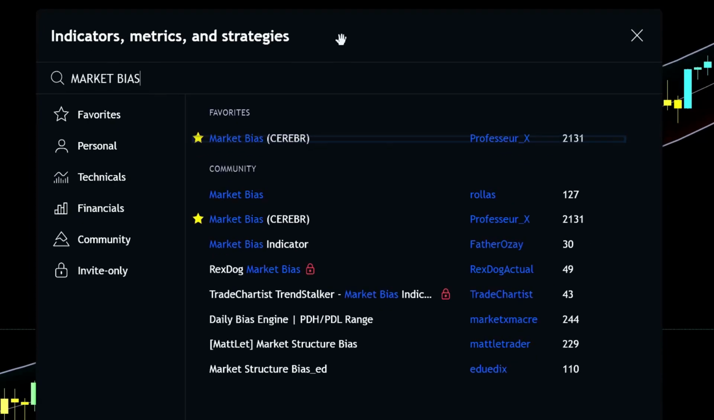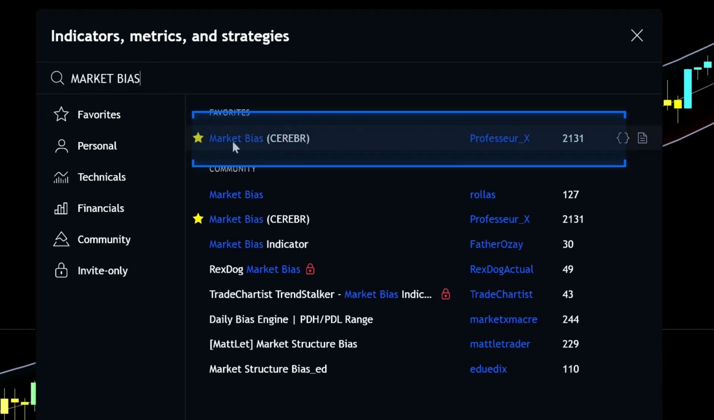You'll see a few options pop up. Choose the one I'm highlighting here. Click on it and it will be added to your chart.